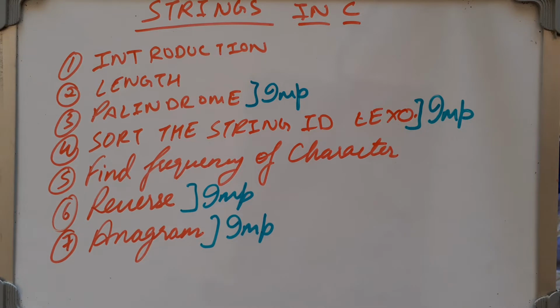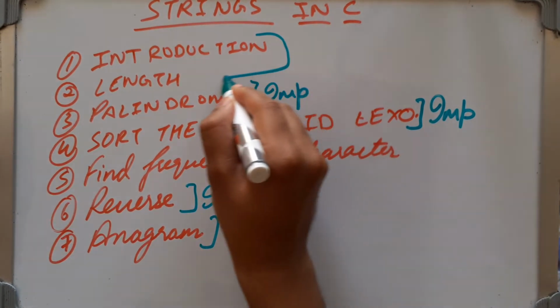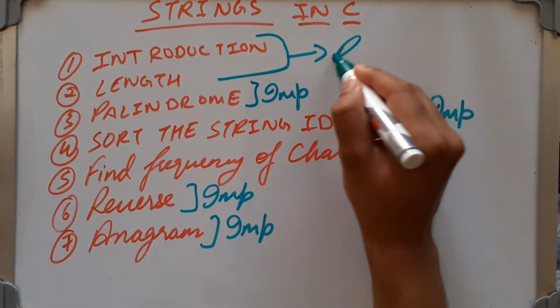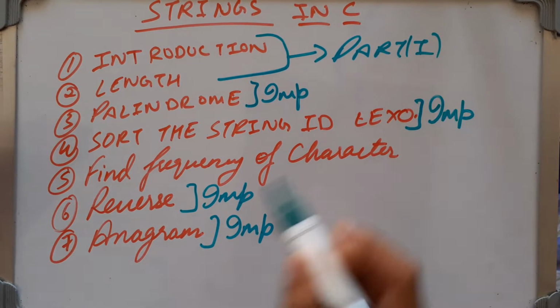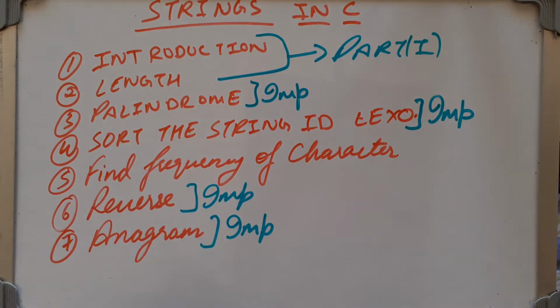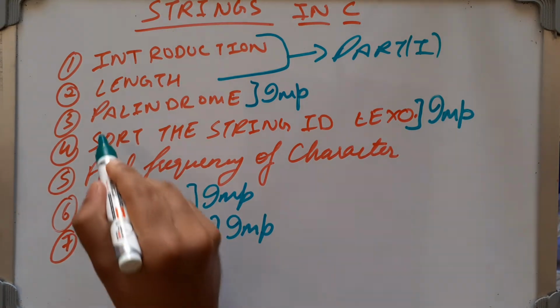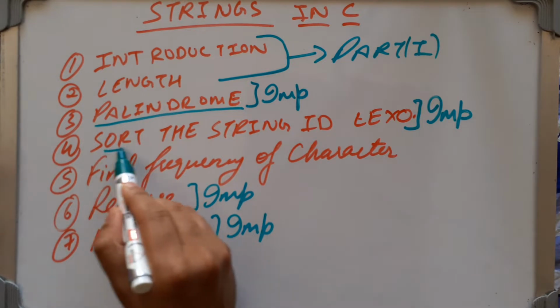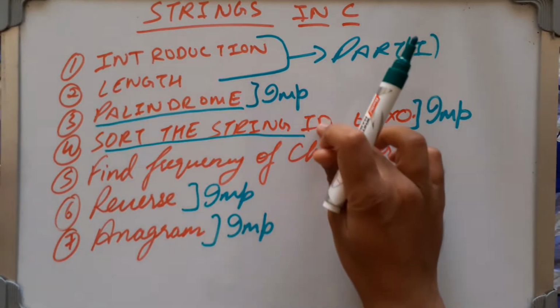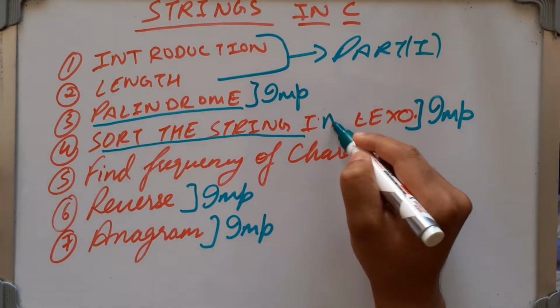Today we are going to do strings in C. In the last video, what we have done is introduction and length. In part 1 we have done that. Now today, first we are going to do palindrome. This is an important topic, palindrome in a string. Then we are going to sort the string in lexicographic order, or the dictionary way.